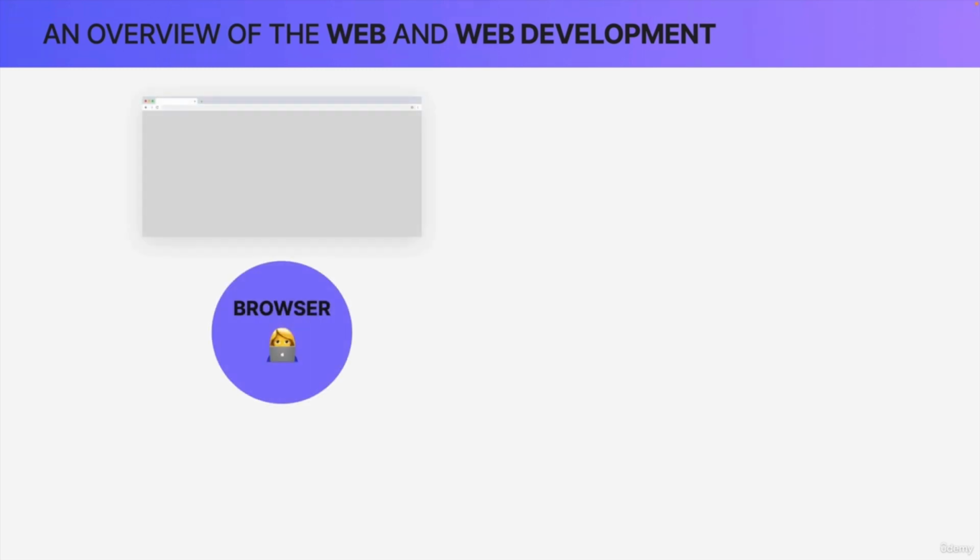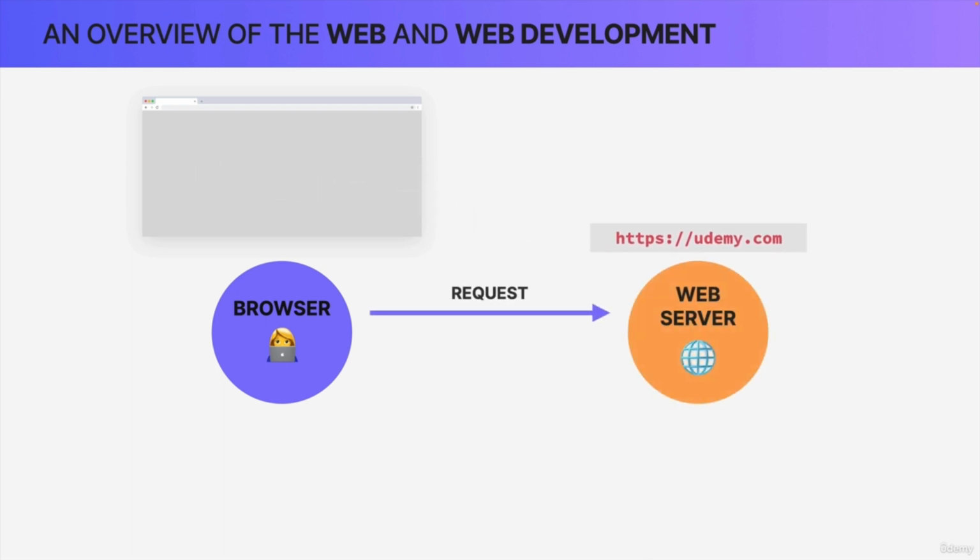So here's what we're going to do in this video. We're going to see what happens when we open up a web page in a browser, and based on that, I will briefly explain how the web works and how web development fits into the picture. So let's say that we're trying to access a web page in our browser at udemy.com. Now what happens as we access this page is that our browser will send a request to the server where this page is hosted on the internet.